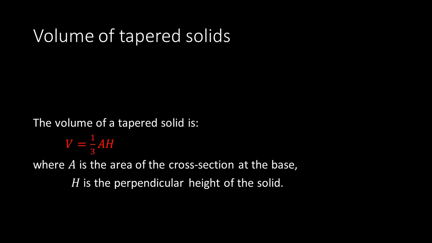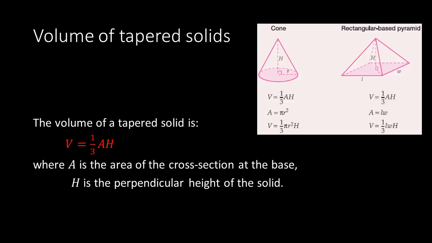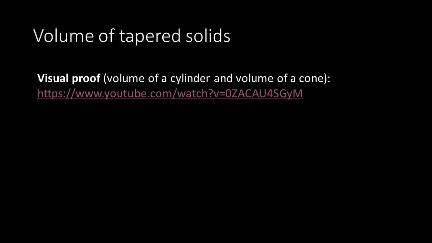So just having a quick look at this slide here, in particular these two solids, the cone and the rectangular base pyramid. As always, it's not vital that you memorize these formulae. It's more important that you understand this part here, which says that the volume of a tapered solid is a third times area times height. Okay, so the volume of a cone or of a pyramid will be a third of the volume of the corresponding prism or cylinder.